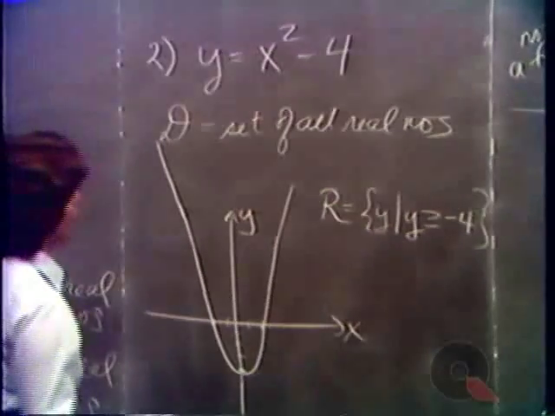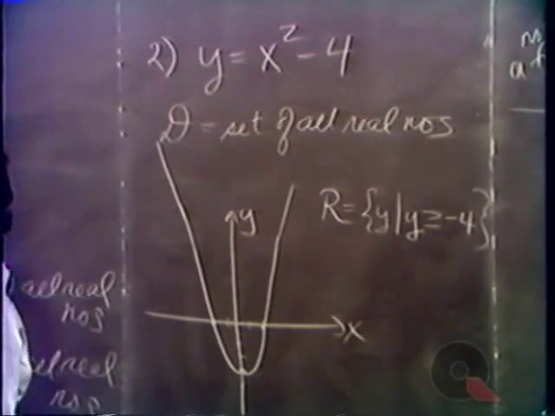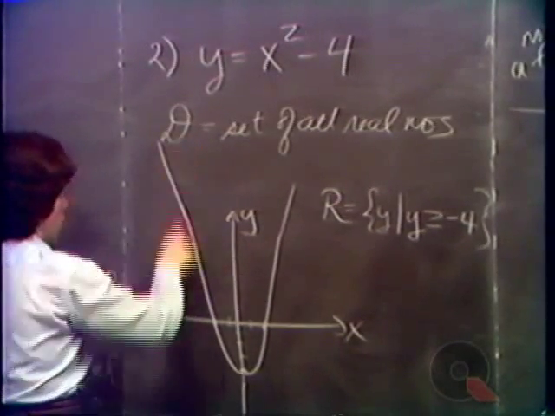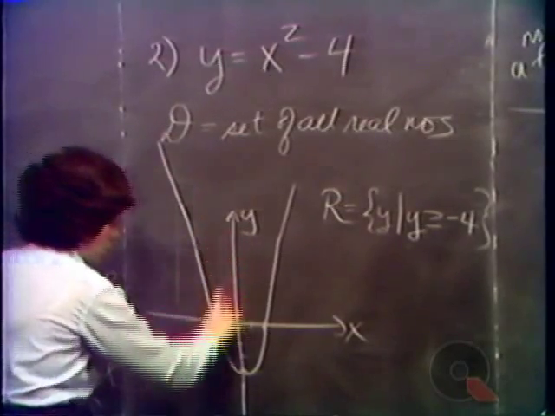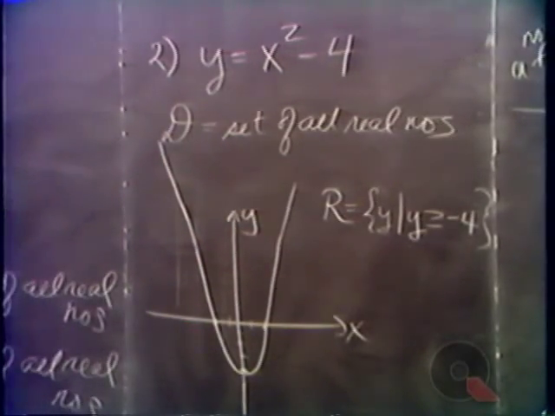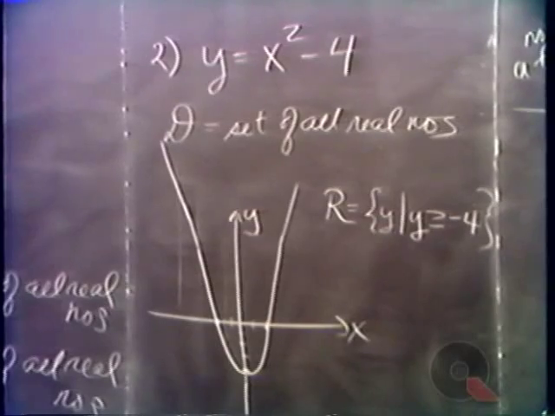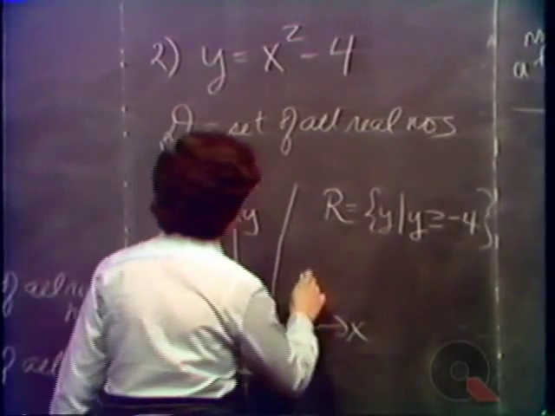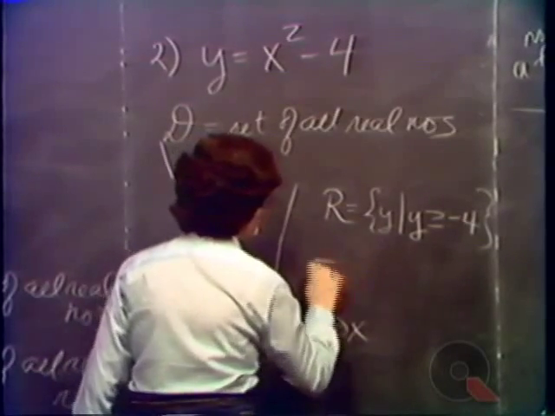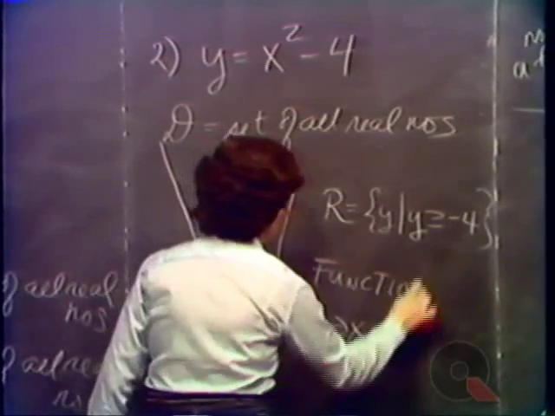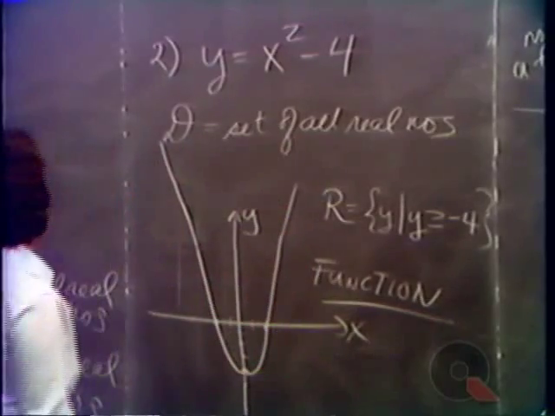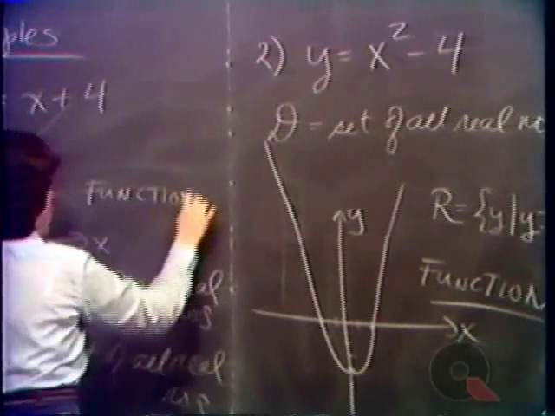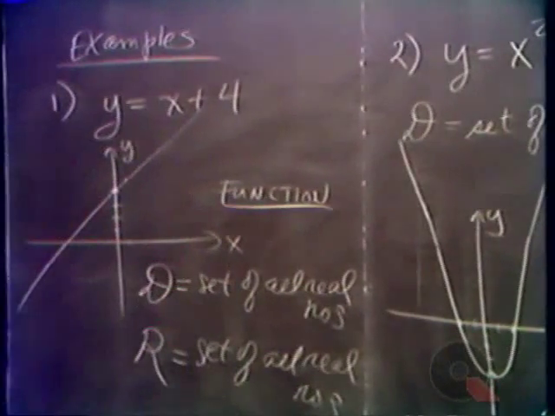By the way, applying the vertical line test, this is, in fact, the graph of a function. This relation is a function. No vertical line cuts the graph in more than one point. So this is a function, and we have its domain and its range. By the way, the first example also was a function, and we have its domain and range.